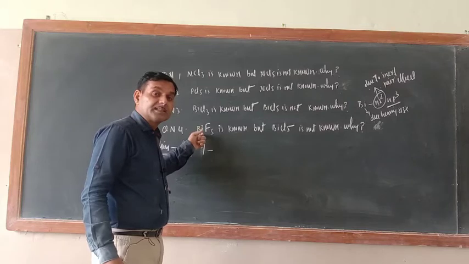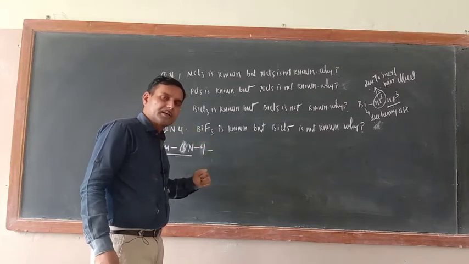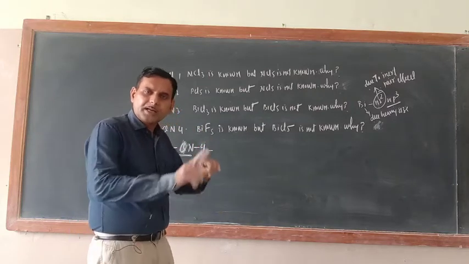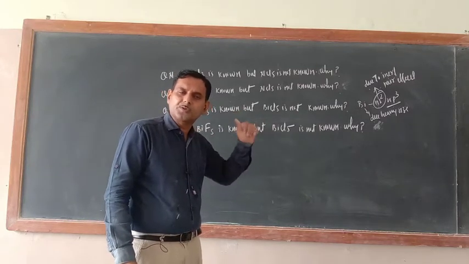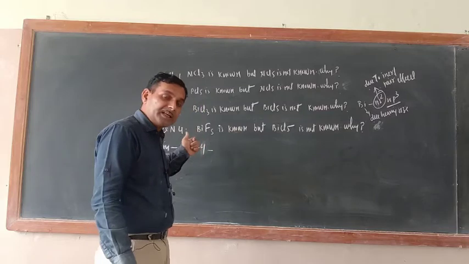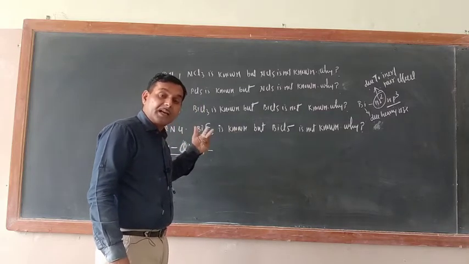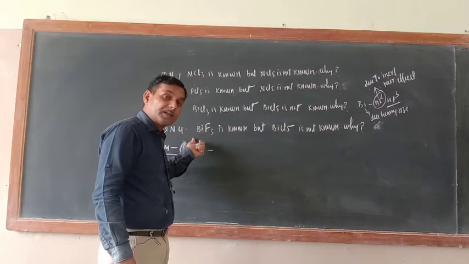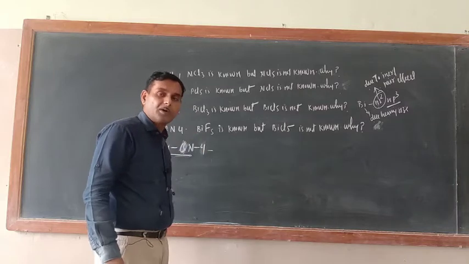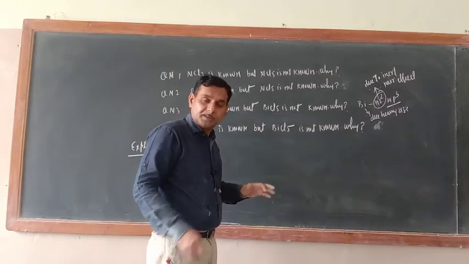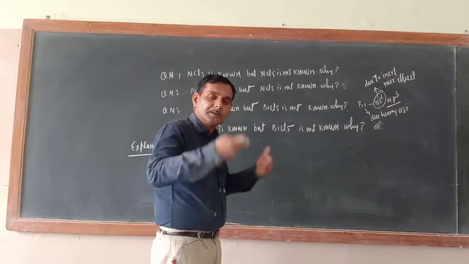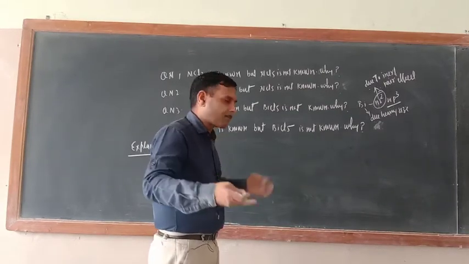Now just now I told you that +5 oxidation state is not possible in case of bismuth. Okay, but here the pentavalent compound of bismuth is formed, that is BiF5. But BiCl5 is not formed. If BiF5 is formed, BiCl5 should also be formed. But just see.